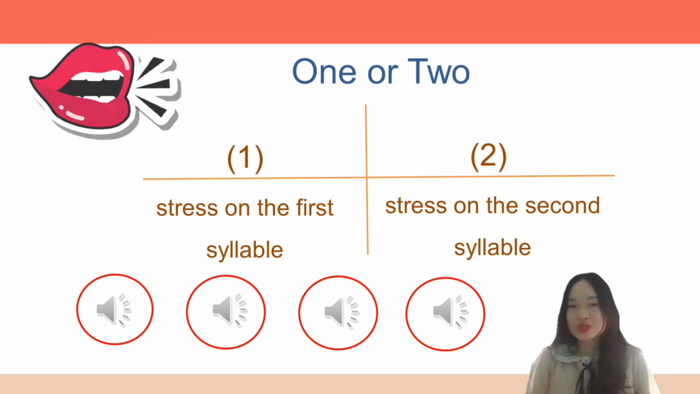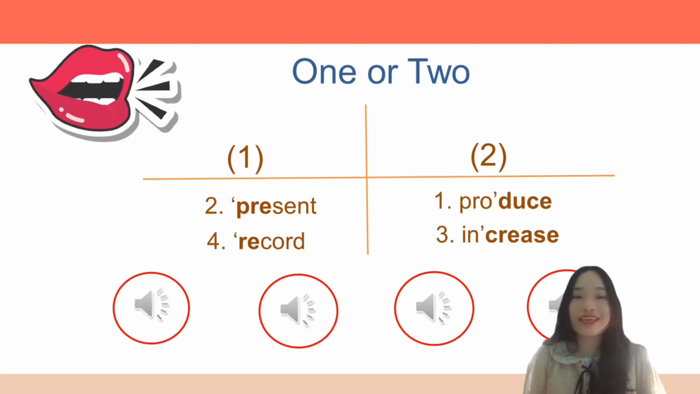Okay, now let me show you the answer for this activity. You can see that the first word, present, is stressed on the first syllable. Increase, however, is stressed on the second one, and the last word, record, is stressed on the first syllable. And this is the answer for the activity 1 or 2.